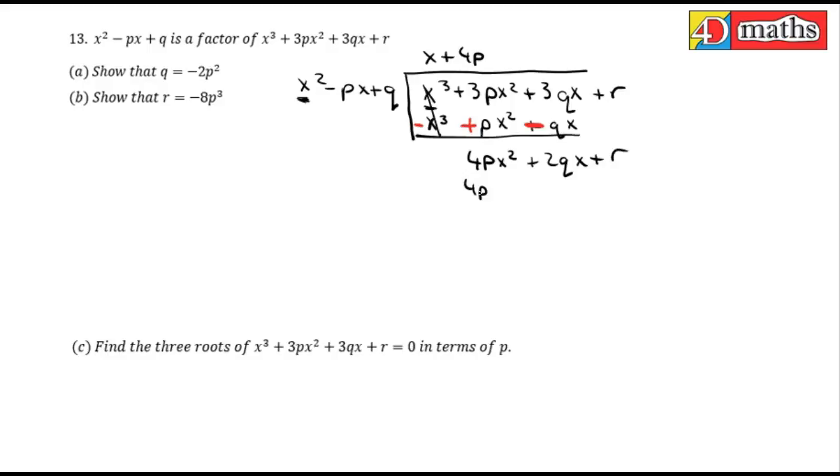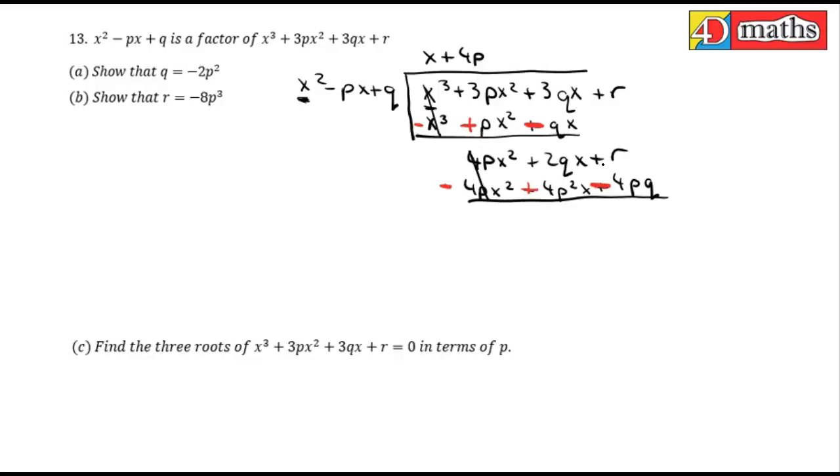So it's 4px squared minus 4p squared x plus 4pq. And you change the signs again. So this will become a minus, this will become a plus, this will become a minus. So these will cancel out.